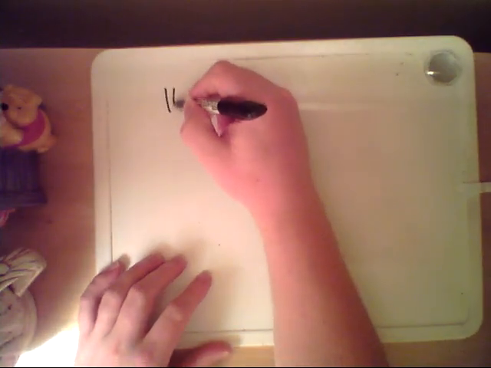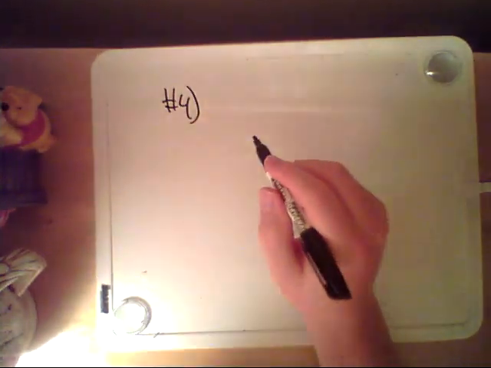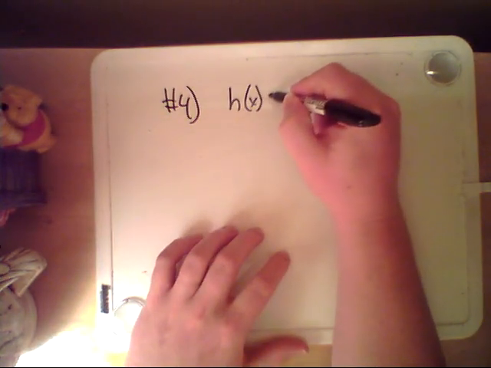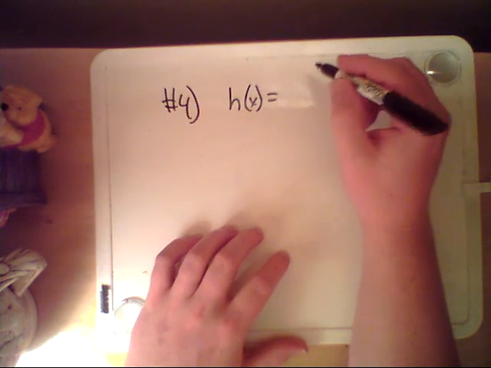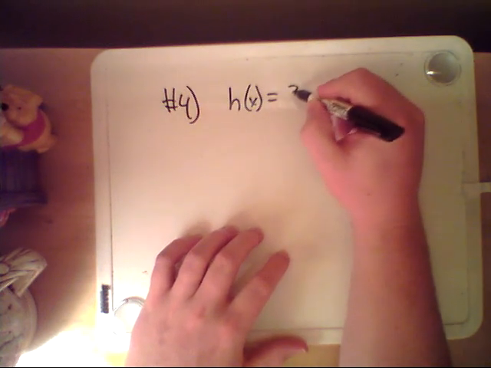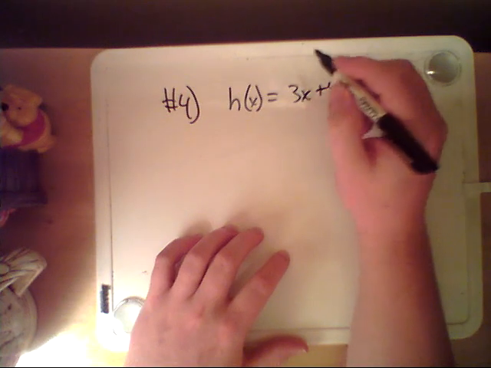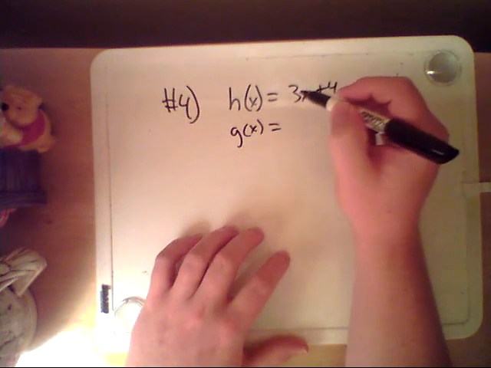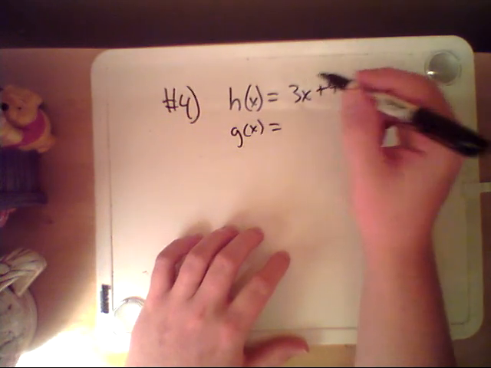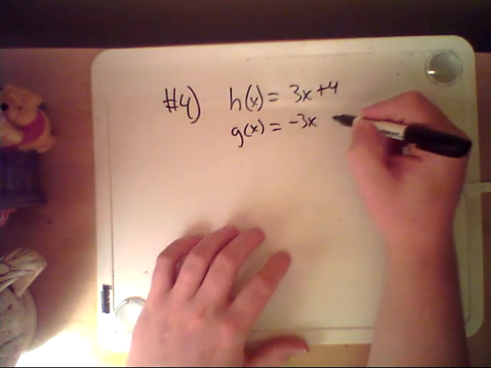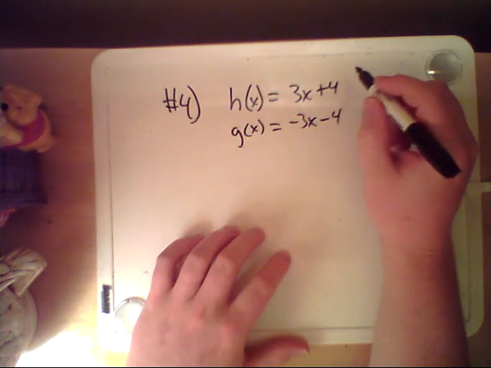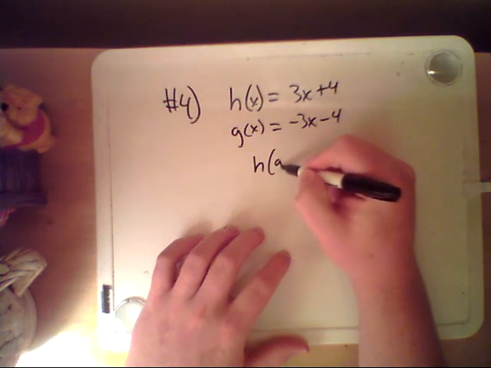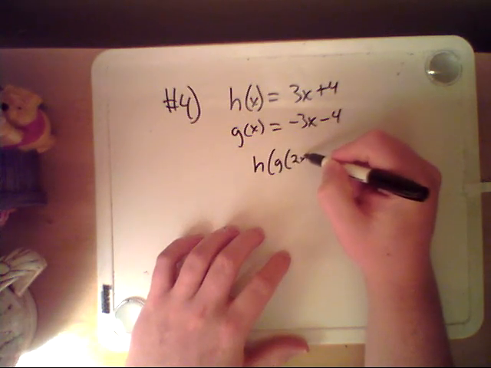Number 4. We've got h of x that we're going to define as 3x plus 4. And we've got g of x that we'll define as negative 3x minus 4. And we're asked to find h of g of 2x.